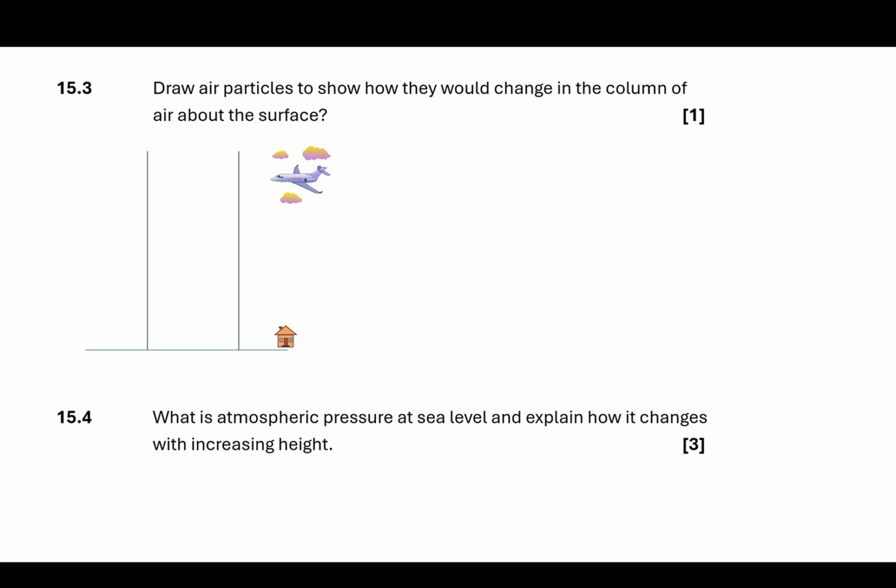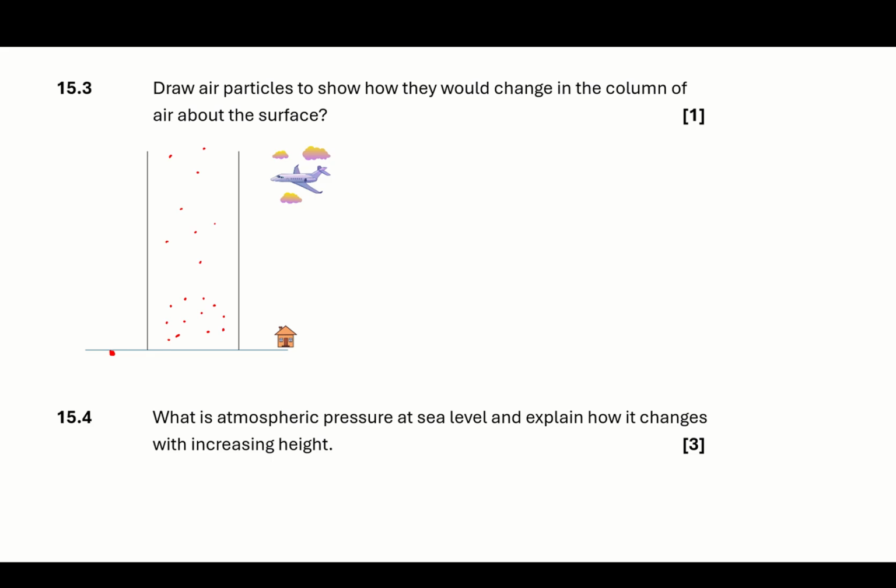Next one. Draw air particles to show how they're changing in the column of air above the surface. So we can see clouds are up here. And the basic idea is there is more pressure, there's a bigger weight of particles as I go further down this column. So I'm just going to draw some air particles there and less up there and an intermediate amount there. Done. I just got this idea. There is more pressure here.